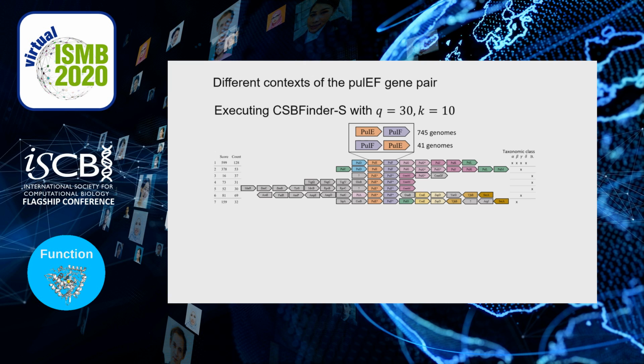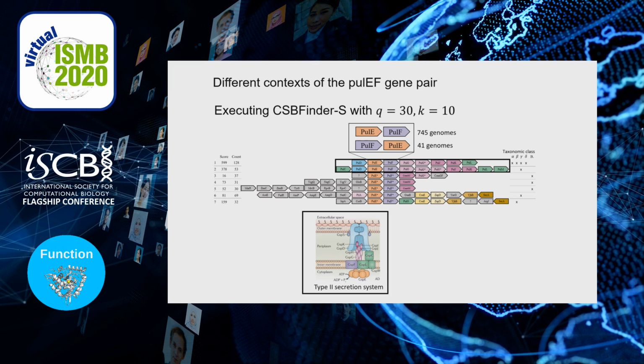Using the filtration options provided by our tool, we extract CSBs containing both genes. Here are some of the CSBs that were extracted along with their taxonomic distributions, which are also reported by our tool. The first 2 CSBs contain genes from the type 2 secretion system, which is a system that allows the bacteria to secrete a variety of different proteins, including bacterial toxins. In CSBs 3 to 5, the pool EF gene pair is present in the context of DNA uptake machinery that allows the bacterium to take up extracellular DNA from its environment.